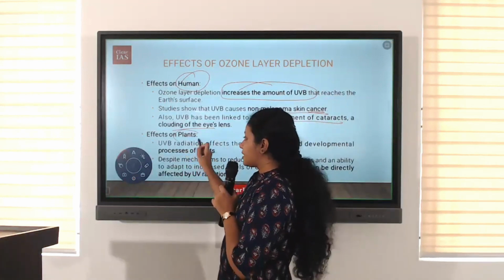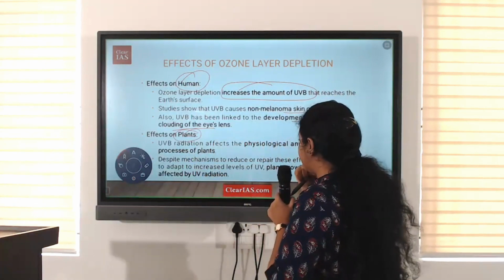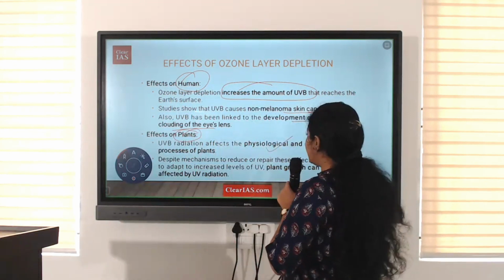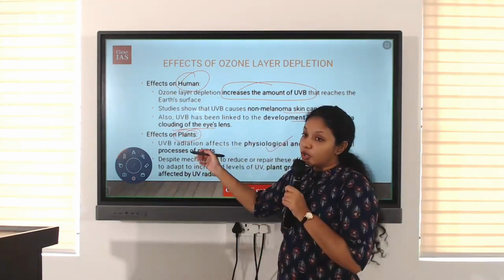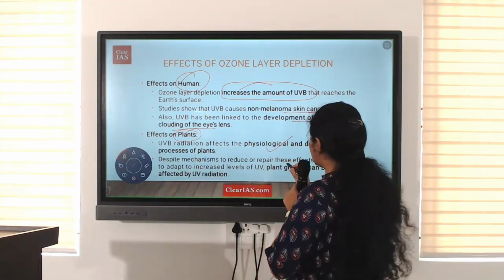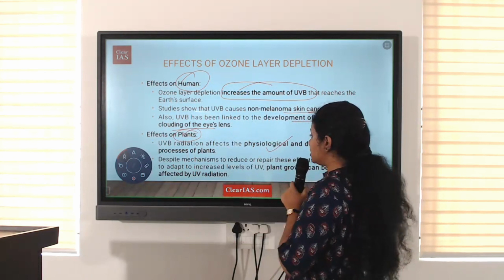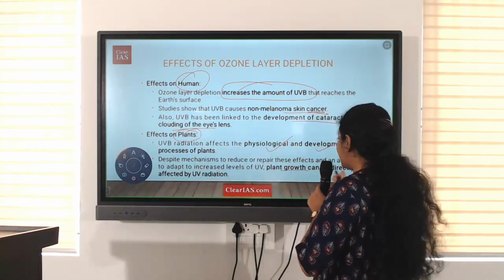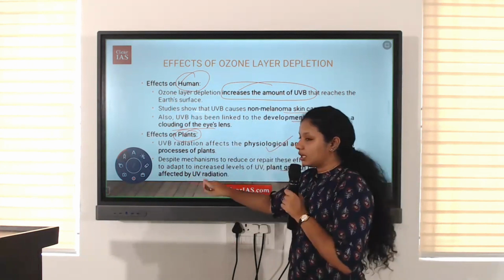Now, what are the effects on plants? That is, it causes physiological and developmental anomalies in plants. Despite mechanisms to reduce or repair these effects and an ability to adapt to increased level of UV, plant growth can be directly affected by UV radiation.